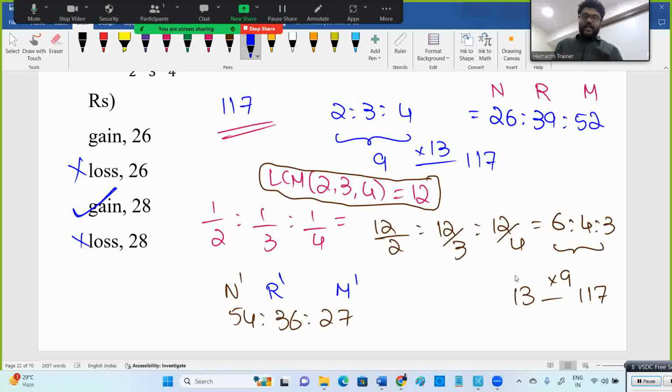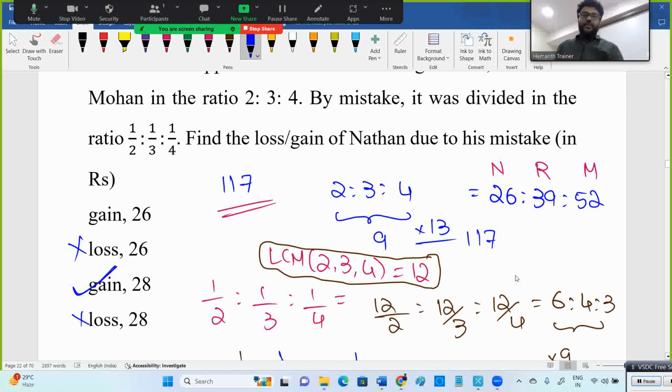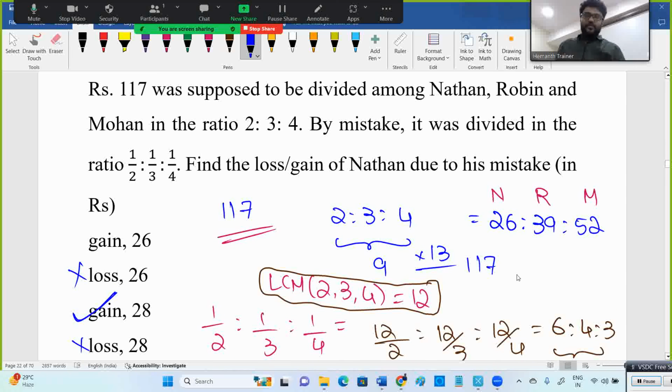Due to the mistake, how much is he gaining? See, find the loss or gain of Nathan due to the mistake.